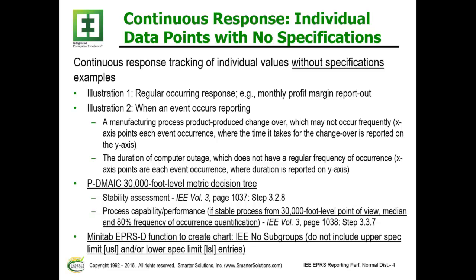Similarly with the duration of computer outage, on the X-axis we'd have just whenever an outage occurred, the time sequence from left to right. In this particular case, the 30,000 foot level metric decision tree for how stability assessment should be made is in step 3.2.8. The capability is in 3.3.7. Notice since we don't have a specification, we're reporting a median and 80% frequency occurrence, at least that's what it has by default. So in the EPRS-D function, we use IEE no subgroups.